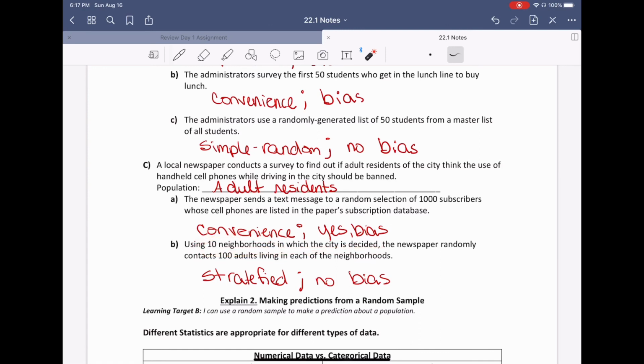Now, it tells us that they randomly contact 100 in each of the neighborhoods. That means that each of the neighborhoods has an equal representation or has the opportunity to be represented. That's what makes it stratified. If it weren't looking at each neighborhood, if it would say that we would contact 100 adults randomly, then it would be cluster. But because each of the groups is being represented, we know it is a stratified sample. And because every neighborhood is being represented, there would be no bias.